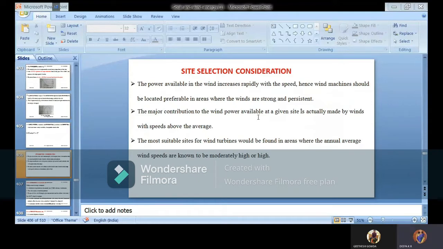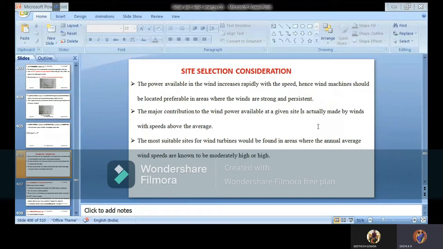Then the major contribution to the wind power available at a given site is actually made by winds with speed above average. Wind is available, fine. But when you are going for the prototype or installation, you are going to check for a value higher than the required one, so that if you have a high speed, you can apply the brake and reduce the wind movement. If you have a moderate one, there is a chance of lagging, where there is no production of power for some time. So that's the major contribution.